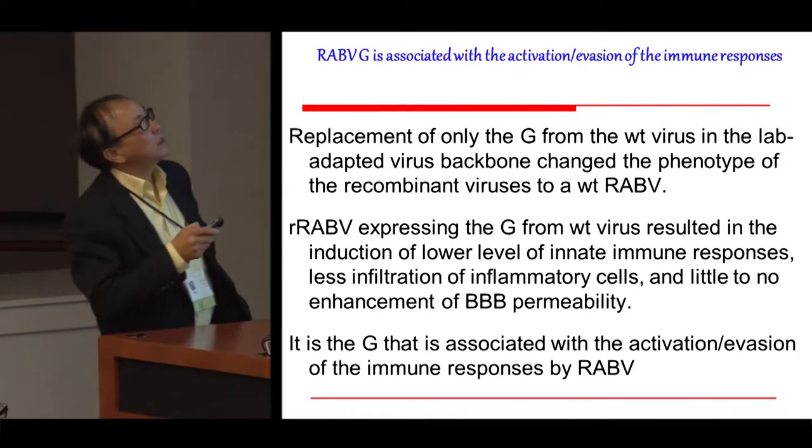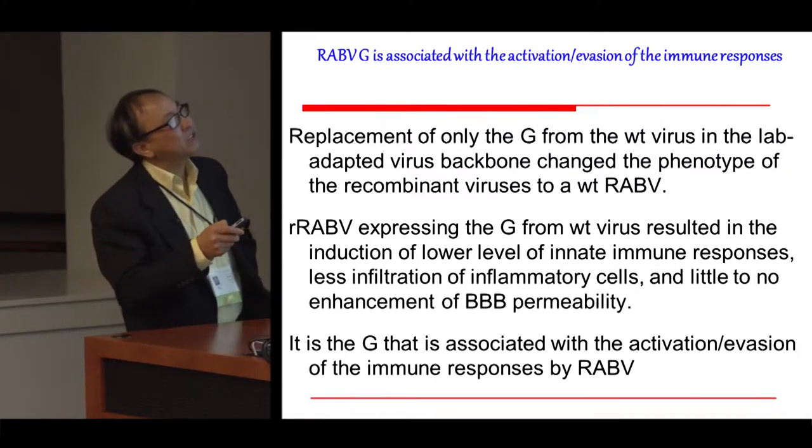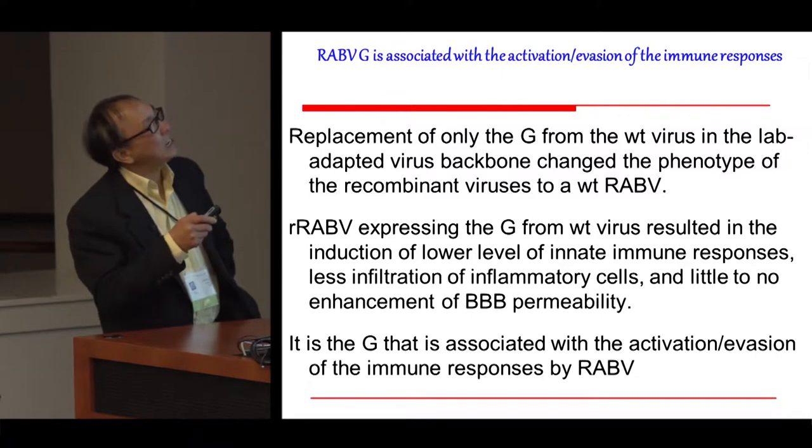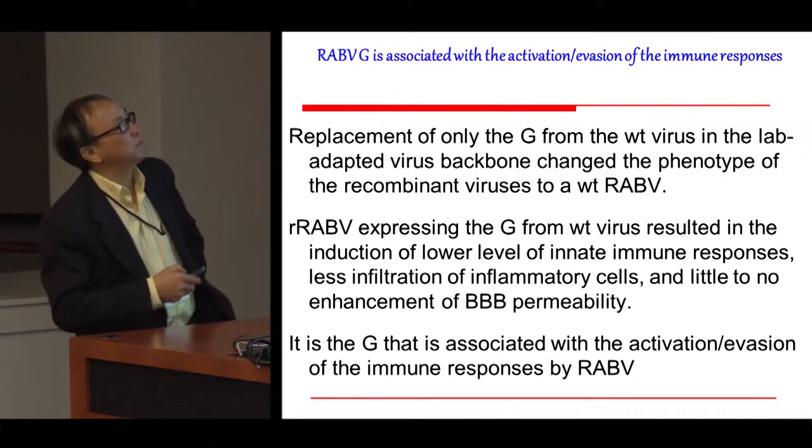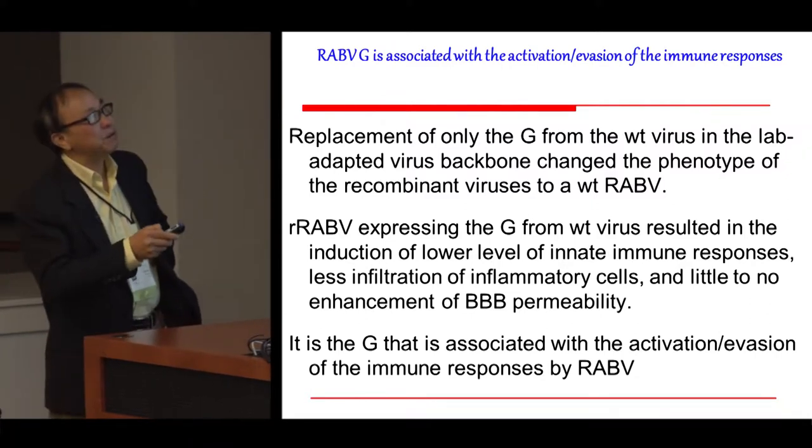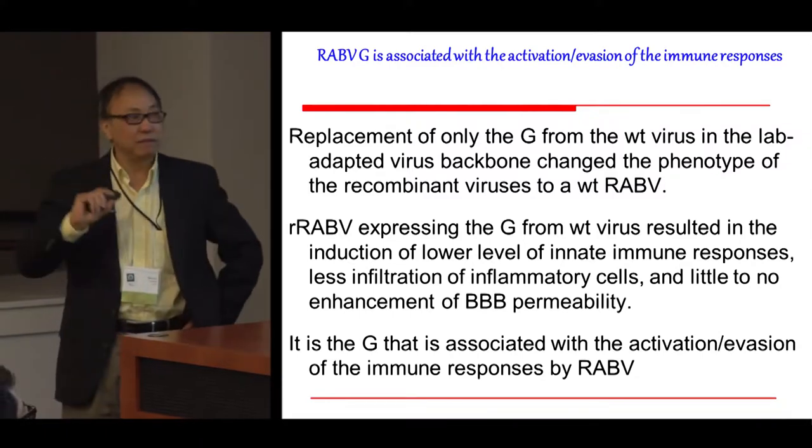So therefore, we can say the rabies virus glycoprotein is associated at least with the activation or evasion of the immune responses. You only need to replace the G protein. Then you change the phenotype of the virus.